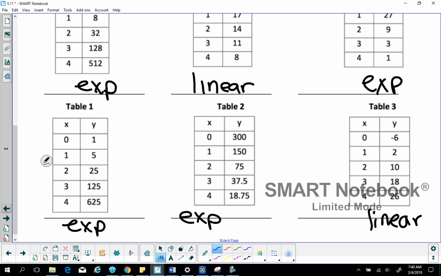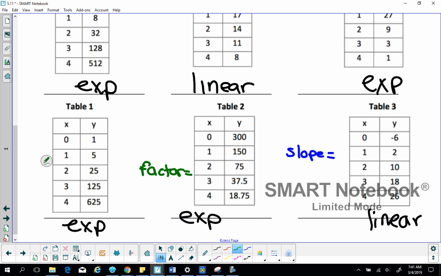Perfect. So now what I want you to do is you're just writing if it's linear, you know its slope. So for every linear, write slope equals. For every exponential, you're going to write factor equals.